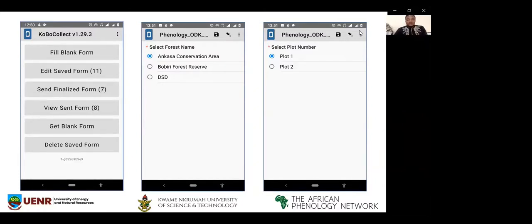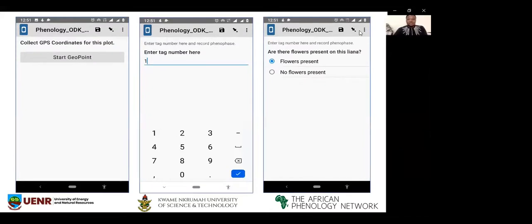In the coding, some of the questions can be made compulsory. So in this case, the data collector would have to select one forest out of these three before they can proceed to the next sheet. And then on this page, they have to select one plot necessarily before they can proceed. So you don't end up with a situation where field forms travel all the way from about 9 hours away to the office, and you realize that the data collector forgot to indicate the plot for some of the sheets. And so some of those instances are removed.